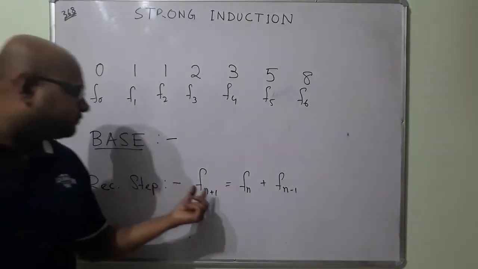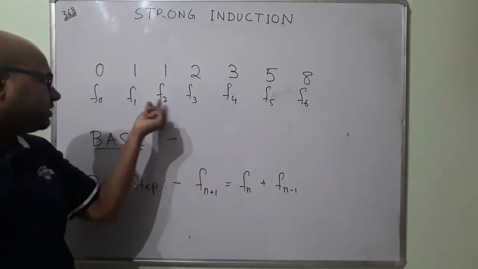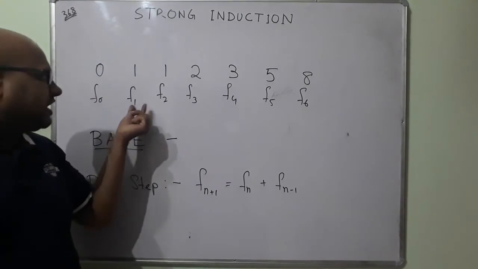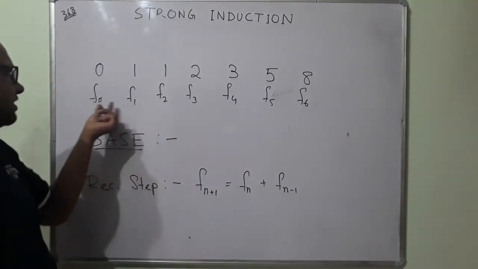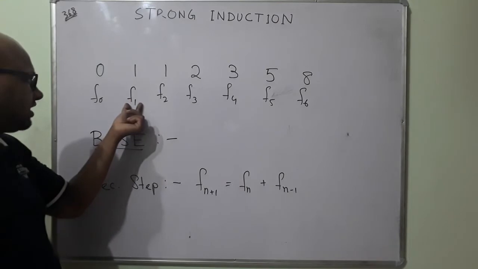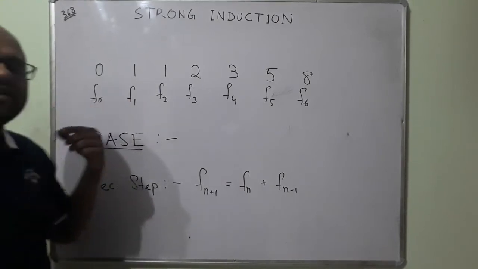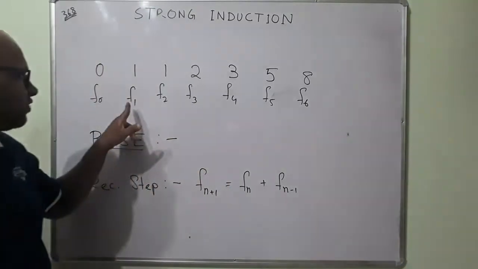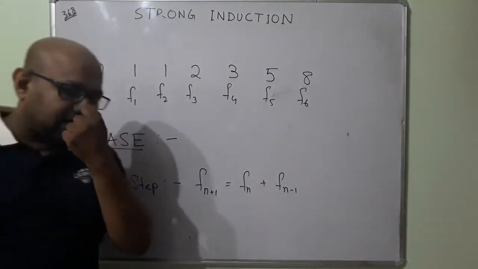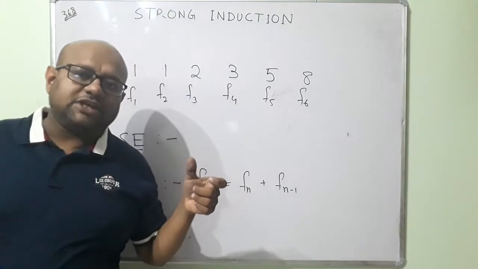So f of 3 is f of 2 plus f of 1. Okay, f of 2 is f of 1 plus f of 0. f of 1 is f of 0 plus f of minus 1. There is no f of minus 1. So f of 1 will be one of my bases.